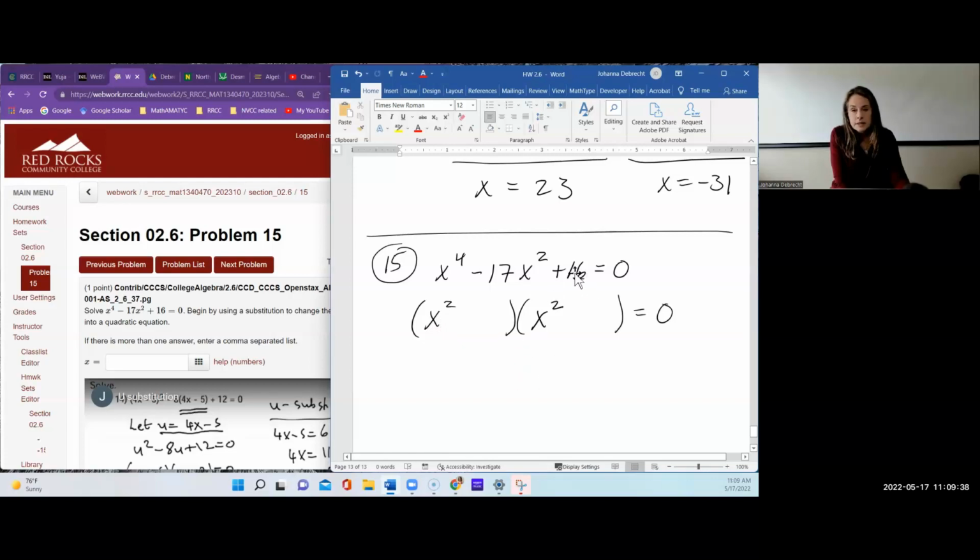Now let's think about the 16. We know from this last sign being positive that the signs in the middle of the binomials will be the same. And we know that we'll be taking a sum. We need two numbers that multiply to give us 16, but add to give us 17. Well, that's pretty straightforward. It's got to be 1 and 16. Let's try it. Remember that this says they're the same, and this then says they're both negative.